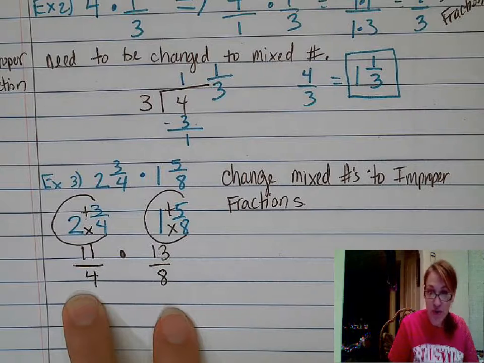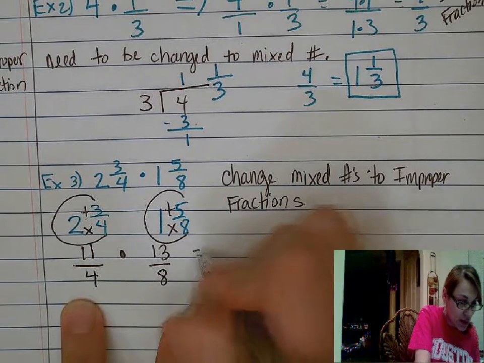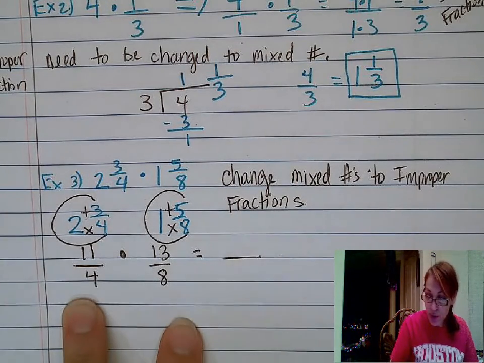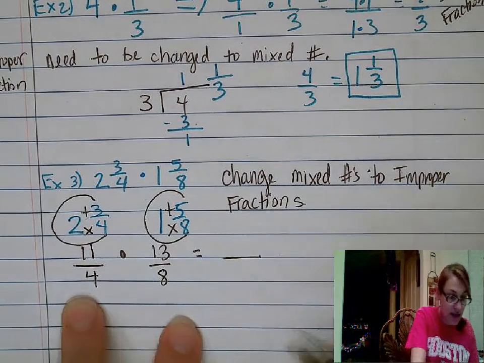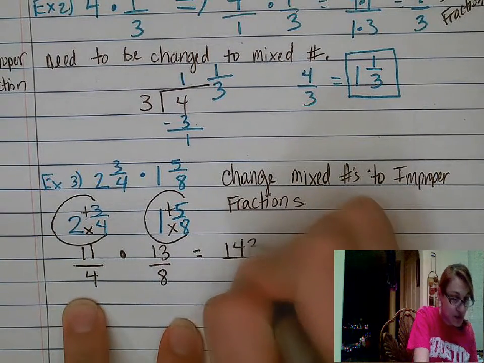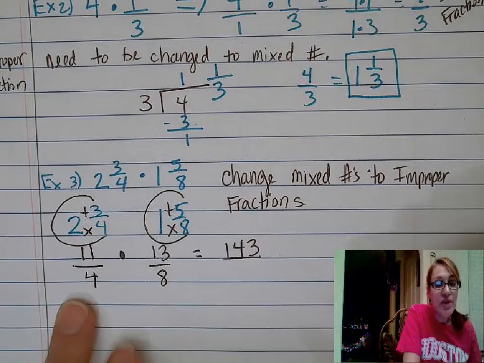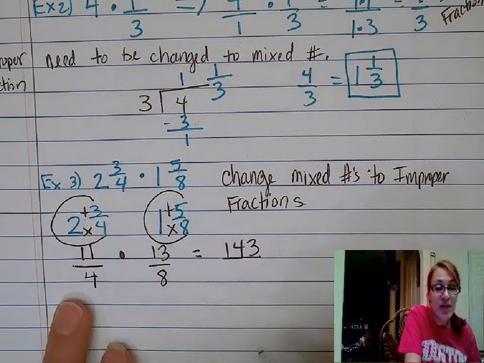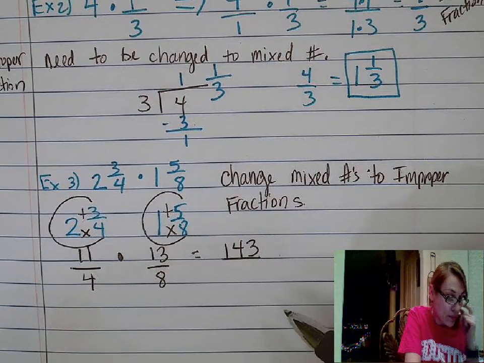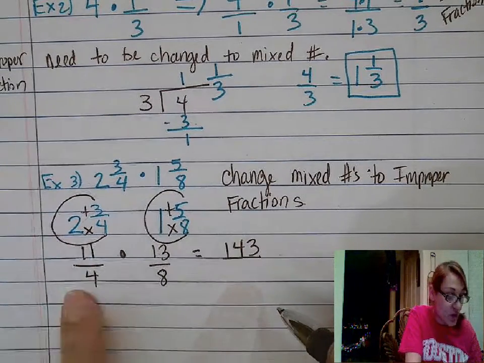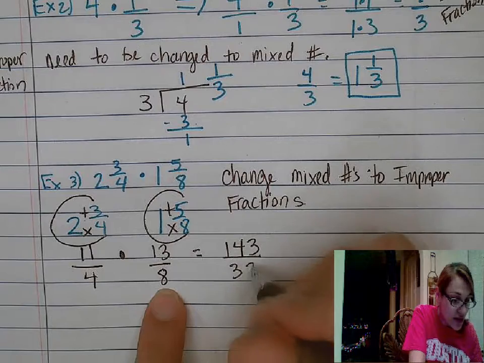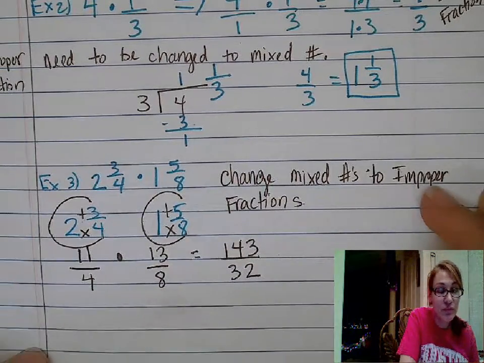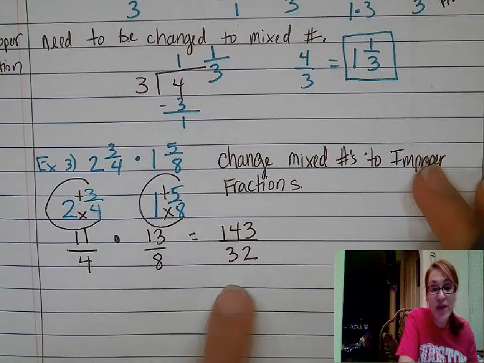fractions. So you're going to take 11 times 13. Put that there. So 11 times 13, then to save time, I'm just going to do it really quick. It's 143. So normally you would work that out off to the side somewhere, 11 times 13, and work that out. But there it is. And then 4 times 8 is 32.